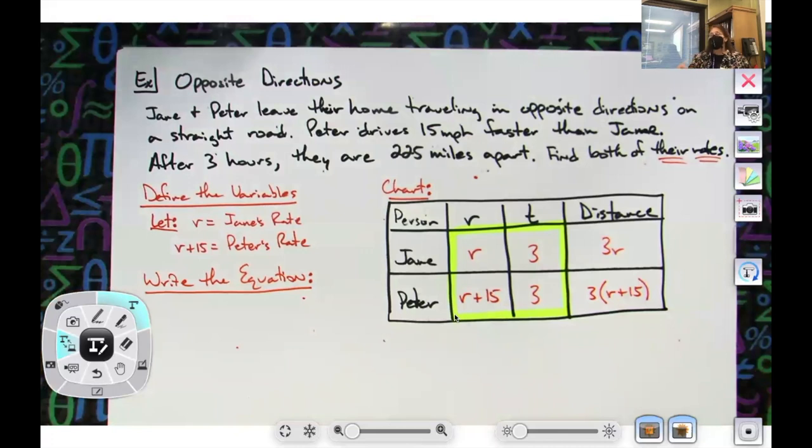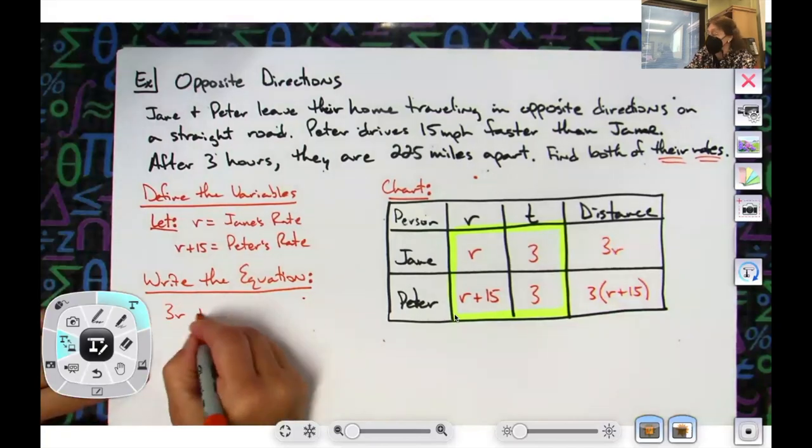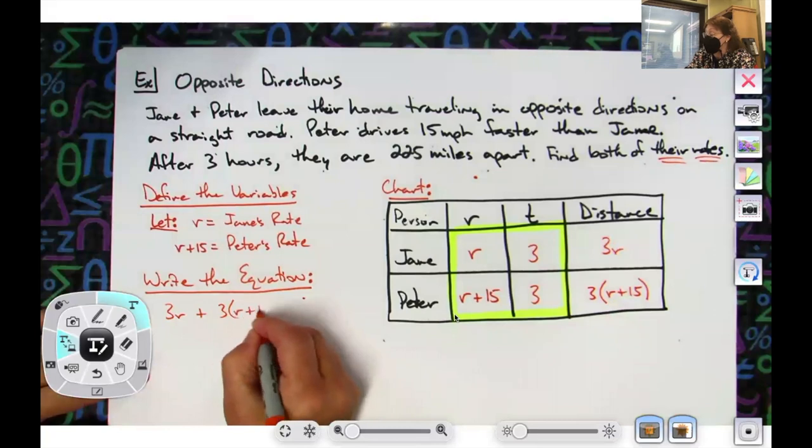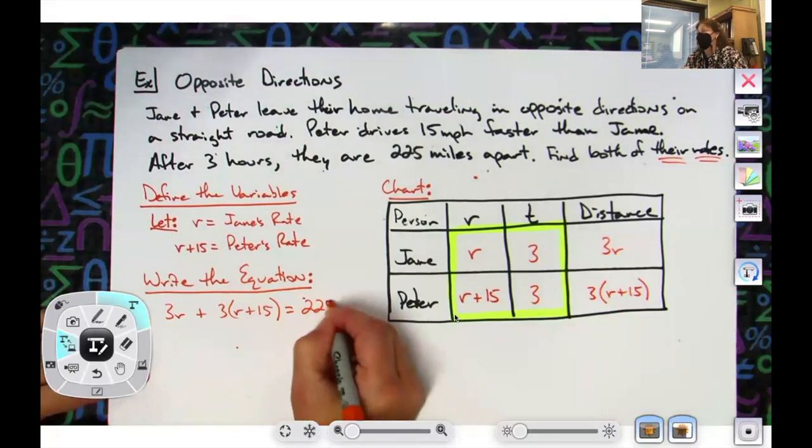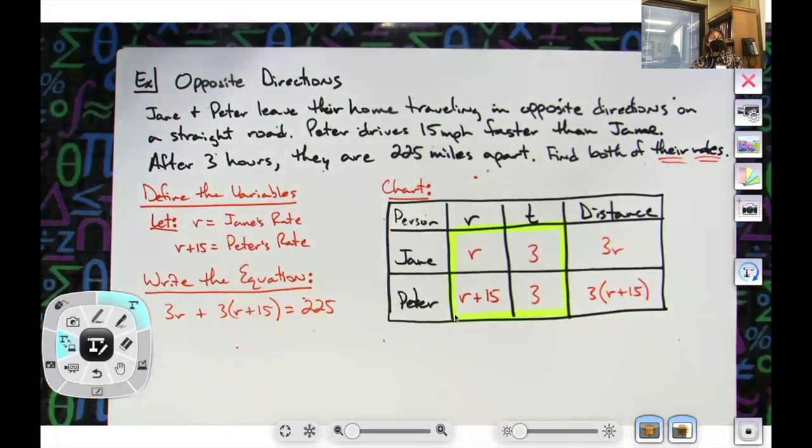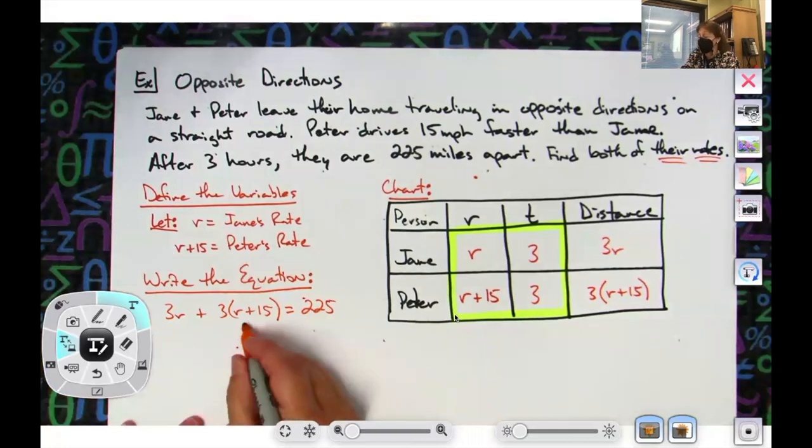All right. But at the end of the 3 hours, what do you know to be true? Their combined distances are 225. They started at the same time. 3 hours have passed. It doesn't matter who went farther, but they are totally apart by 225 miles. So what am I going to do to these two things? Add them up. So I'm going to have 3R plus 3 parentheses R plus 15, and they're going to be 225 miles apart. And then we can solve this. I trust you can do this. R equals 30.